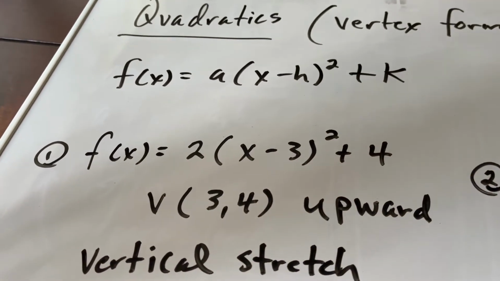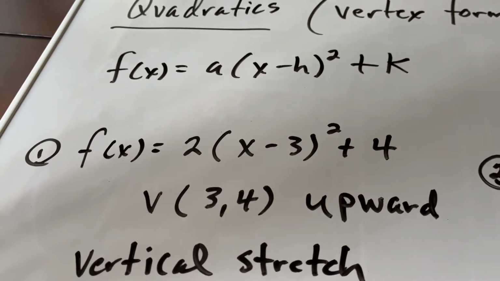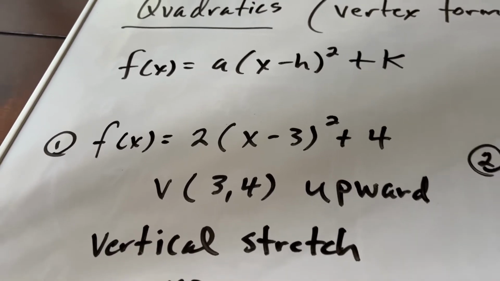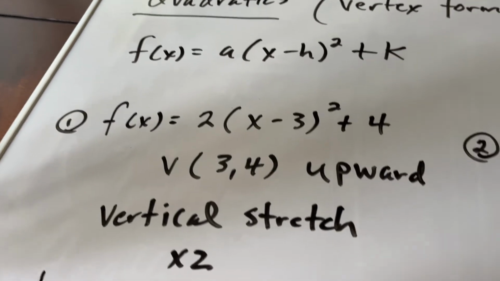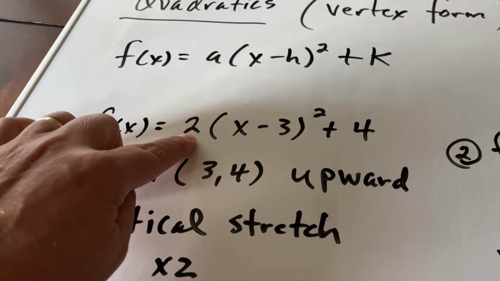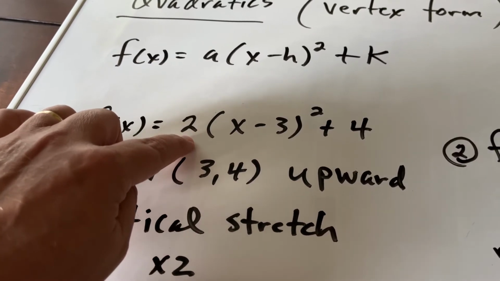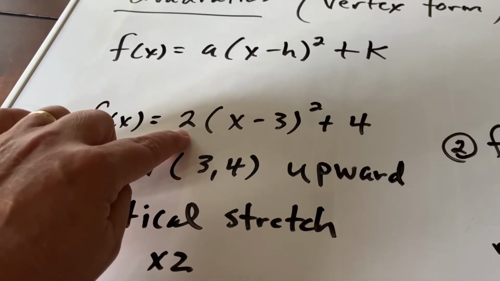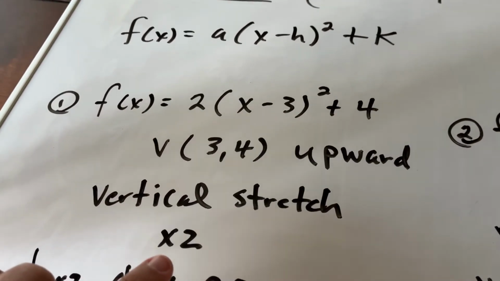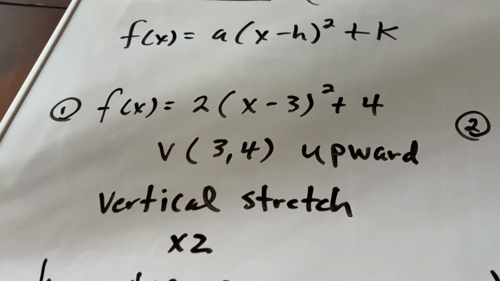We would say that this, in comparison to the parent function f of x equals x squared, would be a vertical stretch by a factor of 2. So if you have a number here whose absolute value is greater than 1, then it's a vertical stretch by that factor. So a vertical stretch by a factor of 2.